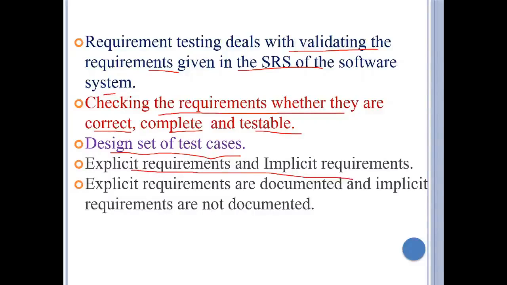Explicit requirement and implicit requirement. As I told you, there are two types of requirements, explicit and implicit. Explicit requirements are documented and we can find them in the SRS, whereas implicit requirements we don't find in the SRS. But even though, those requirements are very important, so these two types of requirements have to be tested. Explicit requirements are documented and implicit requirements are not documented.